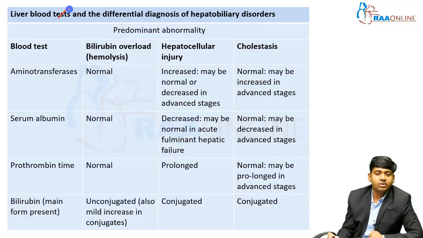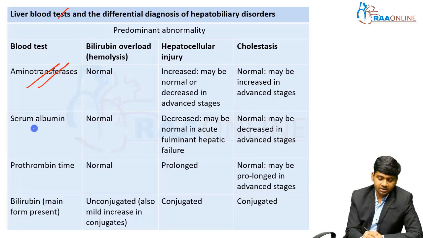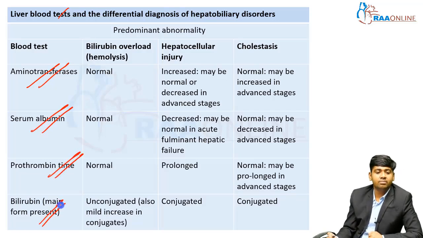Liver function test is a question, and through this test we can differentiate the type of jaundice or the type of pathology in the liver. So: aminotransferases, serum albumin, prothrombin time, and serum bilirubin, main form present.